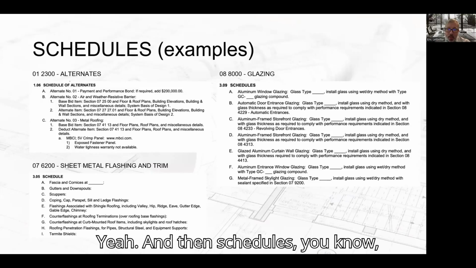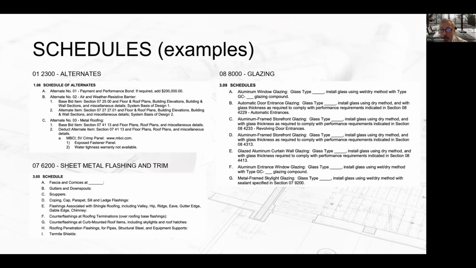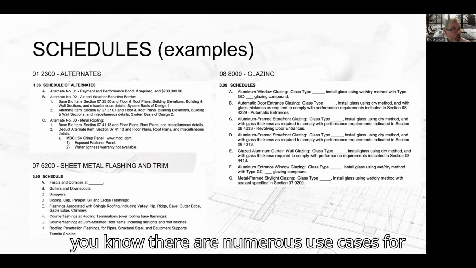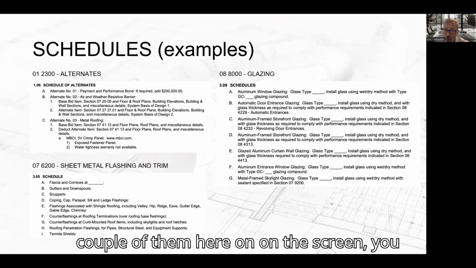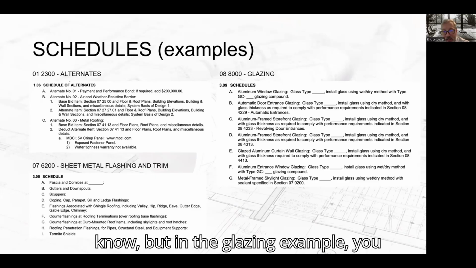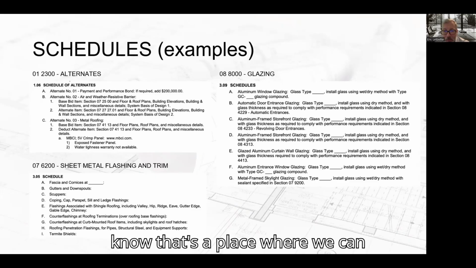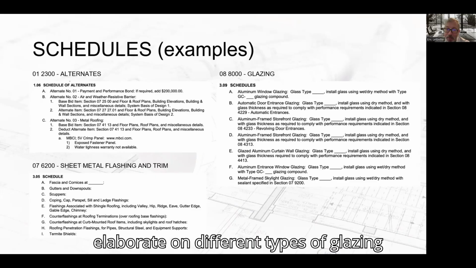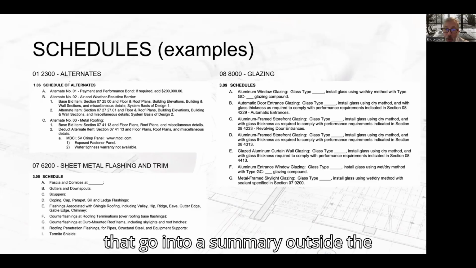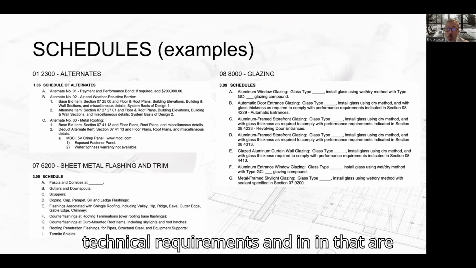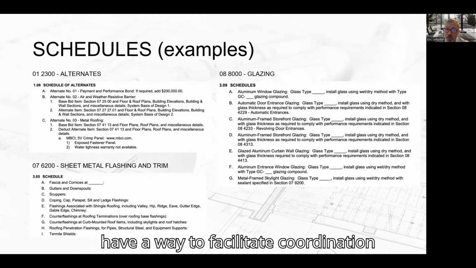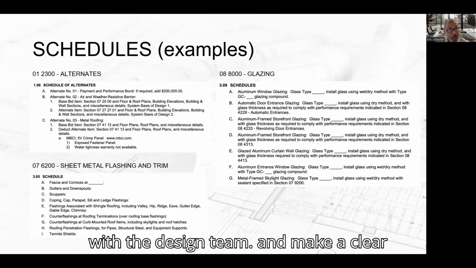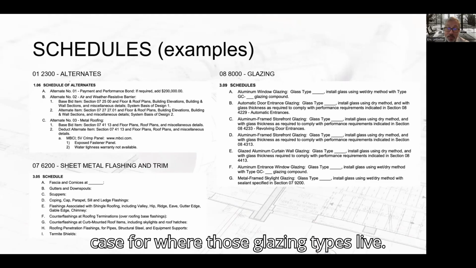Yeah, and then schedules, there are numerous use cases for submittals. I think that you got a couple of them here on the screen. But in the glazing example, that's a place where we can elaborate on different types of glazing that go into a summary outside the technical requirements that are in the body of the spec, and also have a way to facilitate coordination with the design team and make a clear case for where those glazing types live.